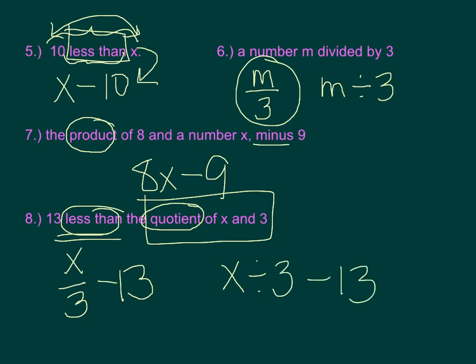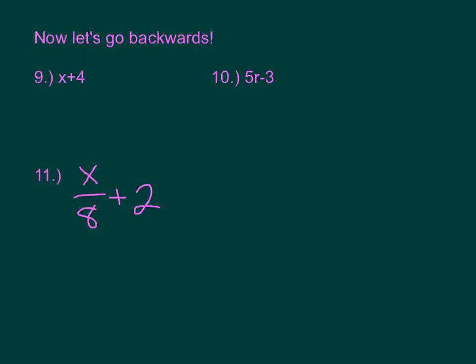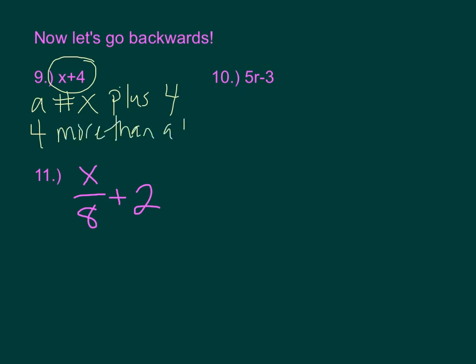Alright, we're going to go backwards now. So now I have this in an algebraic expression. Remember, expression, no equal sign. Now I want to write it in words. So this one, so many ways to write this. I can write this a number x plus 4, or 4 more than a number x. 4 added to x. There's many, many ways you can write that. Okay.